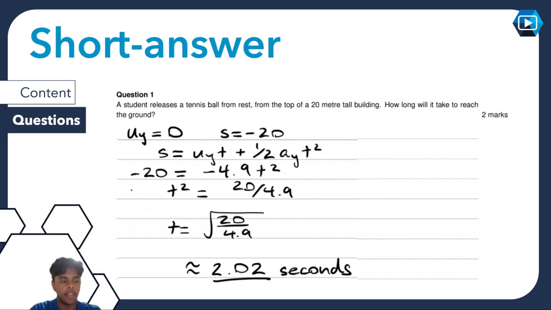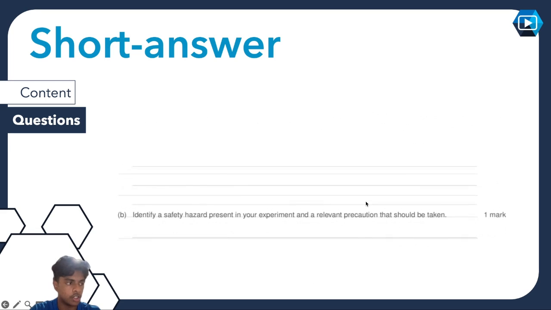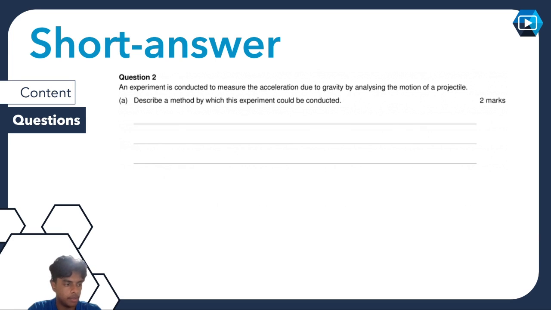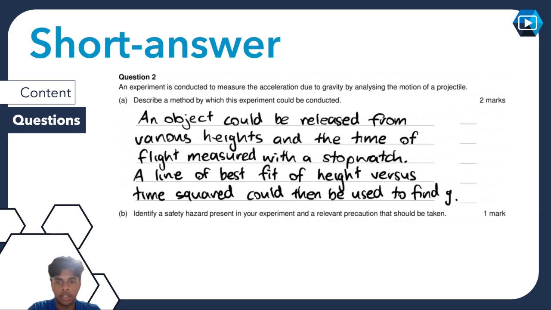So now that we've covered the first question, let's move on to the second short answer question. The second short answer question has two parts. The first part says, an experiment is conducted to measure the acceleration due to gravity by analyzing the motion of a projectile. Describe a method by which this experiment could be conducted. All right, so the first answer to this first part is, an object could be released from various heights and the time of flight measured with a stopwatch. A line of best fit of height versus time squared could then be used to find gravity.